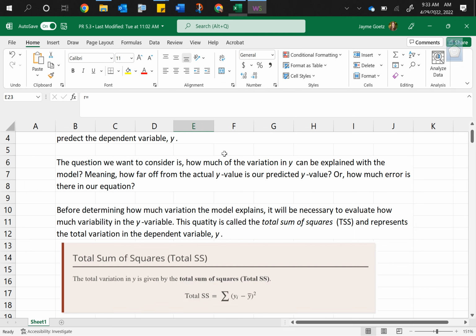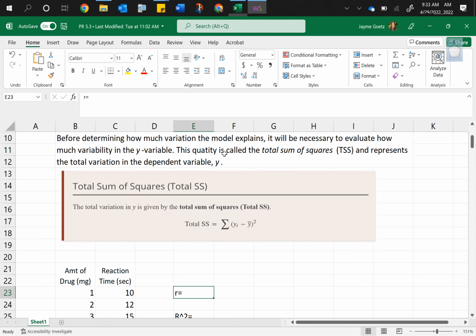Or how much error is there in our equation. Okay? Before determining how much variation the model explains, it will be necessary to evaluate how much variability there is in the y variable. This quantity is called the total sum of squares, otherwise known as TSS, and represents the total variation in the dependent variable y. So here's the formula that we're going to use.